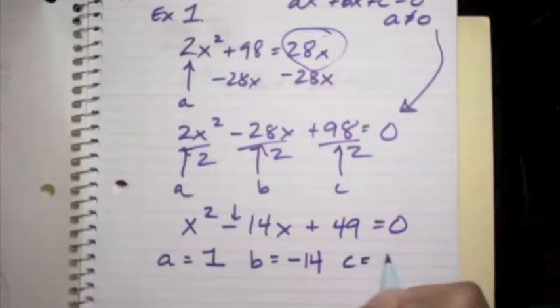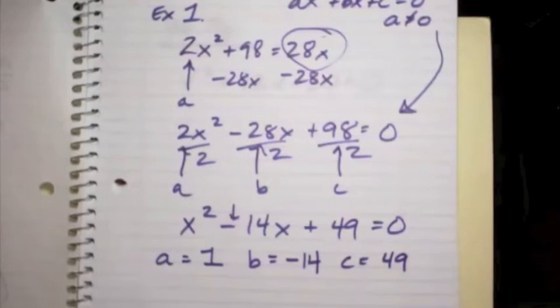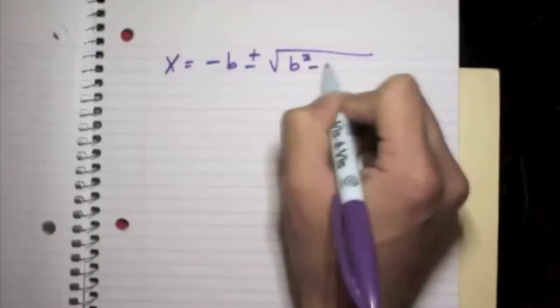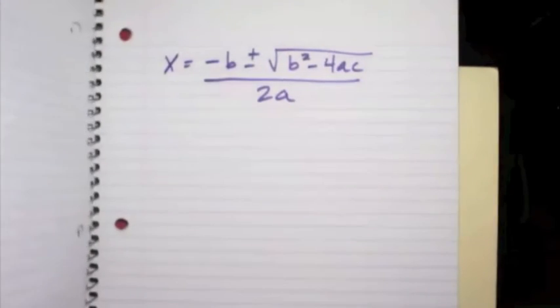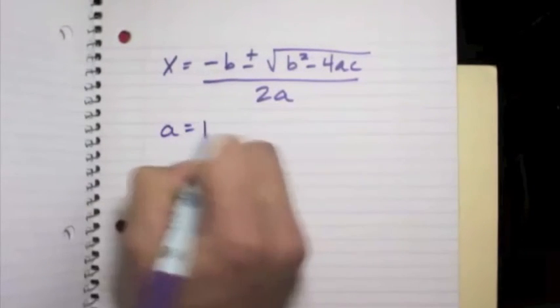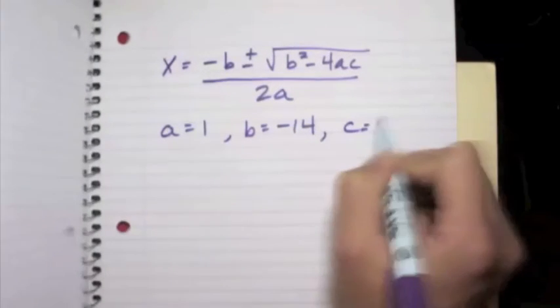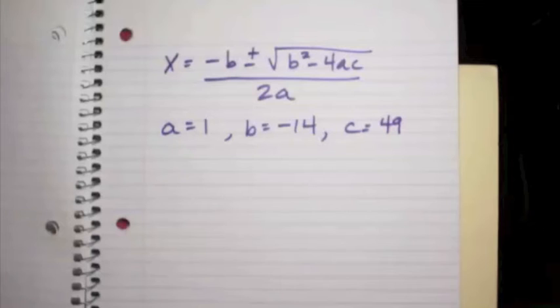And c is equal to a positive 49. Okay, so now that we have identified a, b, and c, what we want to do now is plug it into the quadratic formula. Quadratic formula again: x equals negative b plus or minus the square root of b squared minus 4ac, all over 2a. Okay, and we stated that a is 1, b is negative 14, and c is 49.